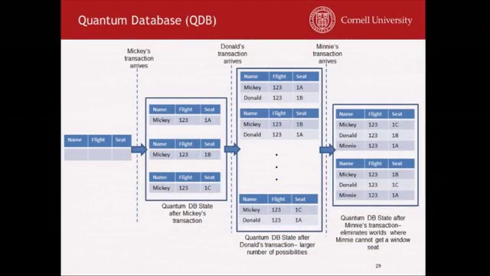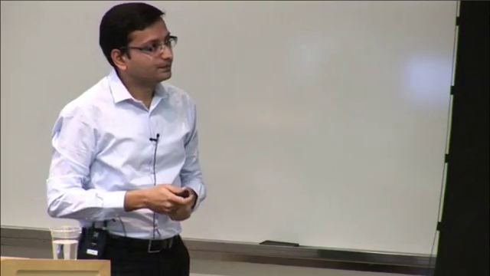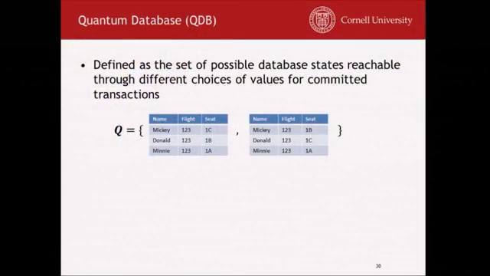Finally, when Minnie's transaction arrives, Minnie's transaction can only execute on two of these possible worlds, the ones in which there is a window seat which is available. So by delaying Mickey's seat assignment, and by maintaining all of these possibilities, we have allowed Minnie's transaction to successfully come in. More formally, a quantum database is nothing but a set of possible database states which are reachable through different choices made in the transactions.